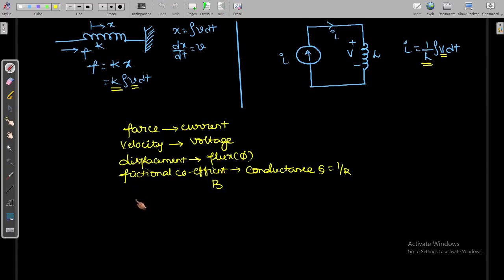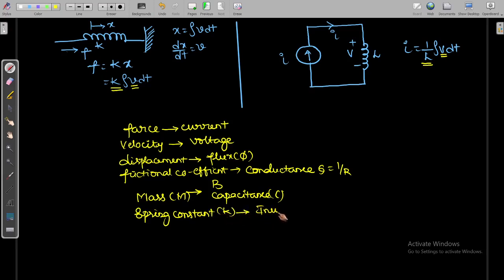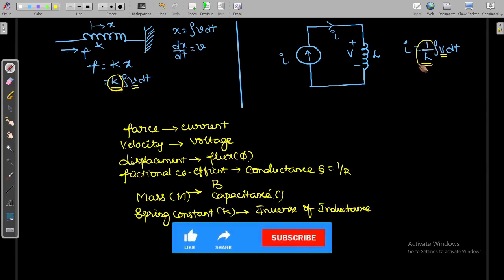Next, mass M can be compared with what? A capacitance in the case of this. So capacitance C is what you get in the electrical system. Stiffness, that is spring constant K, can be written as the inverse of inductance.